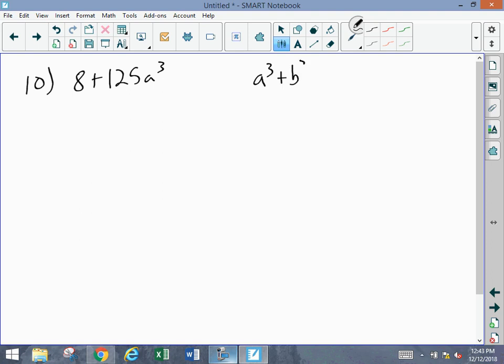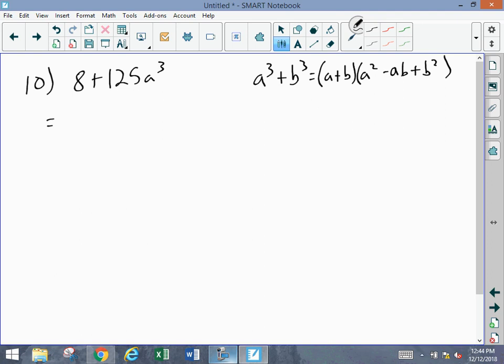Sum of cubes. We can factor a cubed plus b cubed as a plus b times a squared minus a times b plus b squared. That is the formula. The squares are over on the right-hand side. Everything on the left-hand side is cubed. Alright.